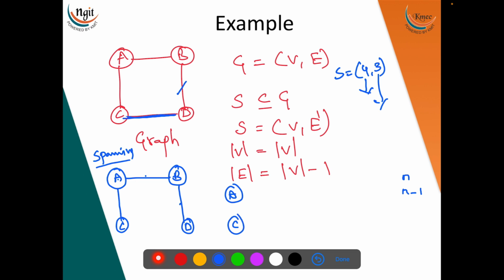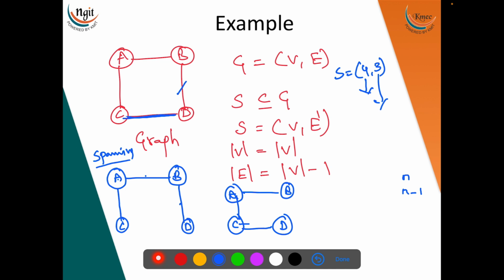So A to C, now B, C to D. So I do not consider this edge, and hence it is a spanning tree. What is a spanning tree? It should have 4 vertices as far as this example is considered, and 3 edges. 4 vertices, 3 edges.